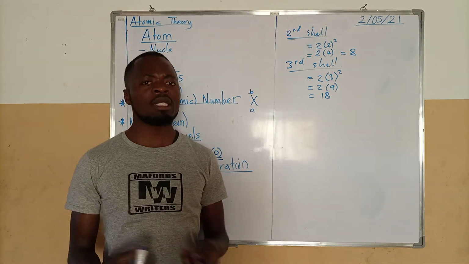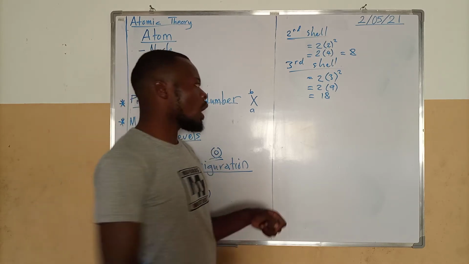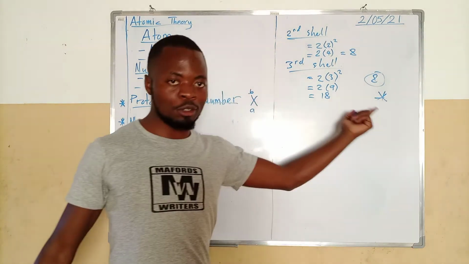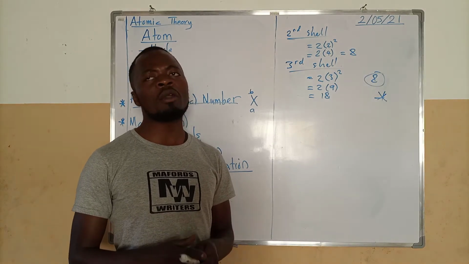Though in our syllabus, at grade 12 level, we only look at the first 20 elements. So I would advise the third shell will be using a maximum of 8. Take note of that. Why? Because we deal with the first 20 elements on the periodic table.